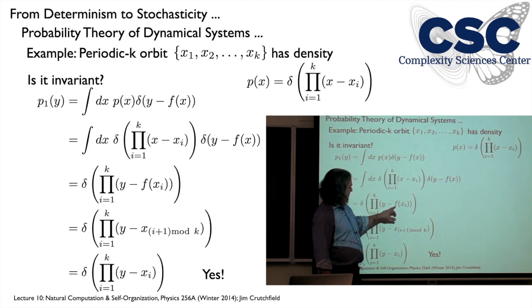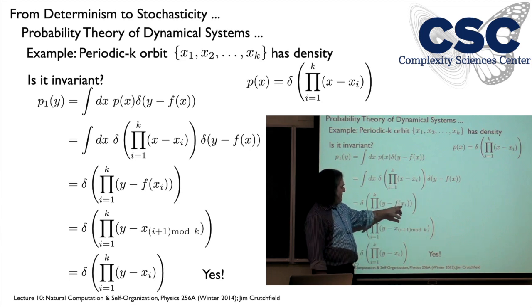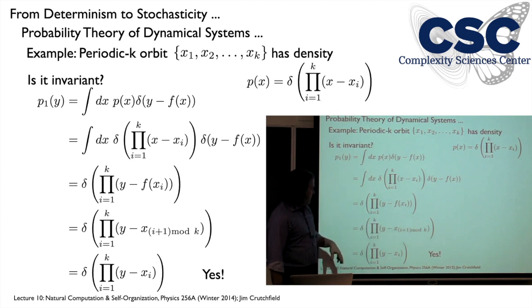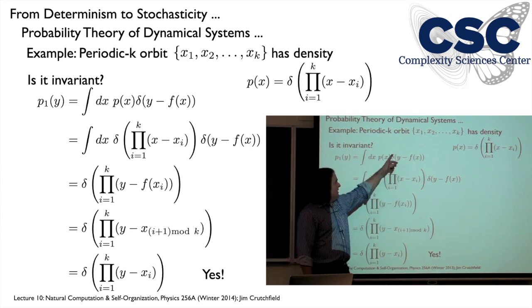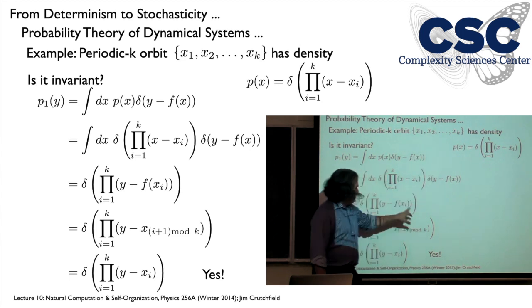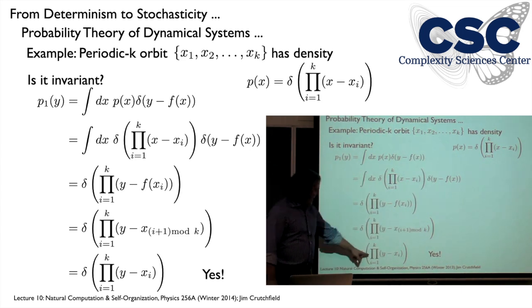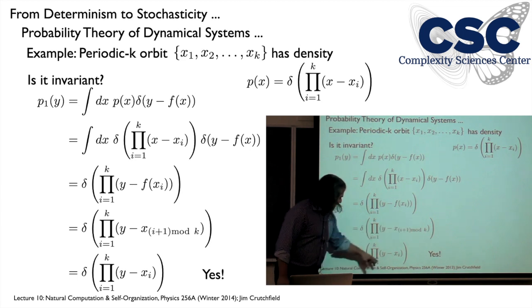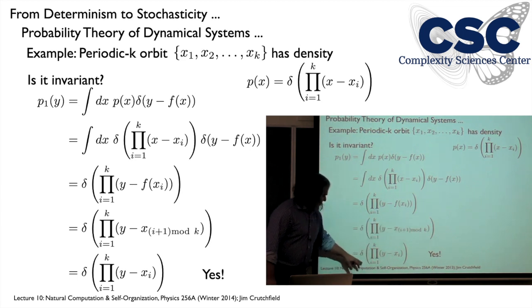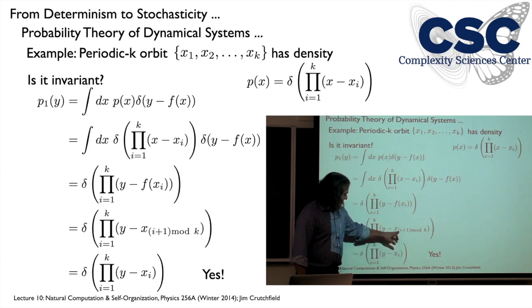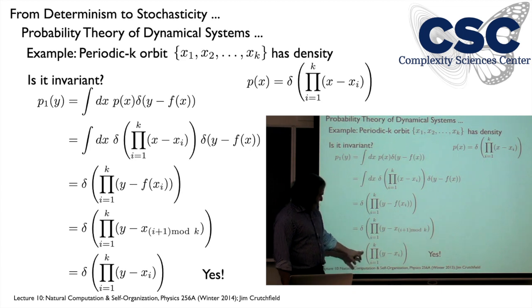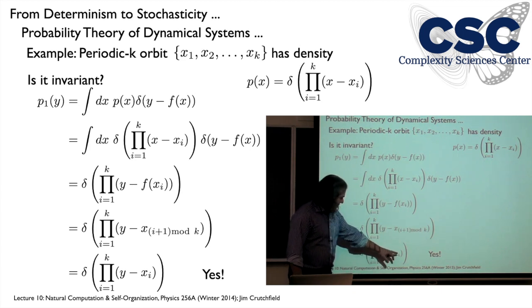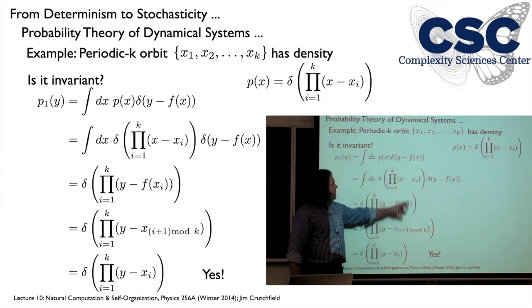Well, what's f of xi? That's the value at the next point along the orbit. So f of x1 would be x2, f of x2 would be x3, and then up to mod k. So I just do the iteration here, and I know, since I defined it as a periodic orbit, that these map to each other under one iteration. And the result, after I've simplified this out and gotten rid of the mod here, x of i plus 1, it doesn't really matter how I'm indexing, so I can just drop that. So I end up with this delta function of a product of y minus x1, x2, x3, which is what we started with.